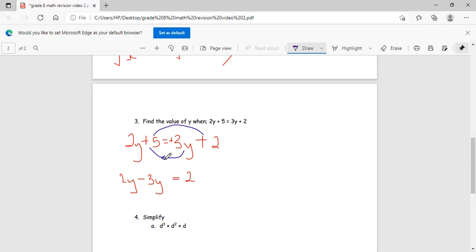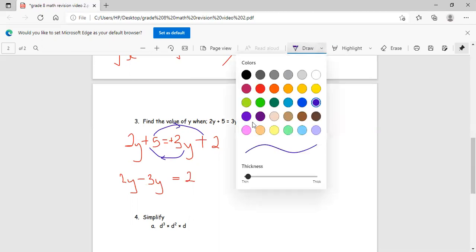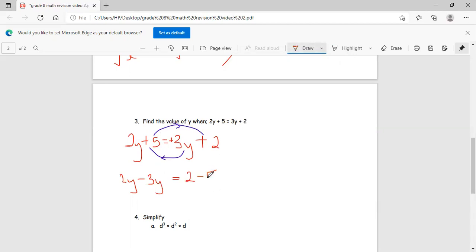Can you see what I did now? I'm collecting like terms. I'm making sure that the ones with y are on one side, and the whole numbers are on the other side. So now, my 5 is traveling to this side, it will now change to minus. You know, it is coming with plus. Can you see this now?